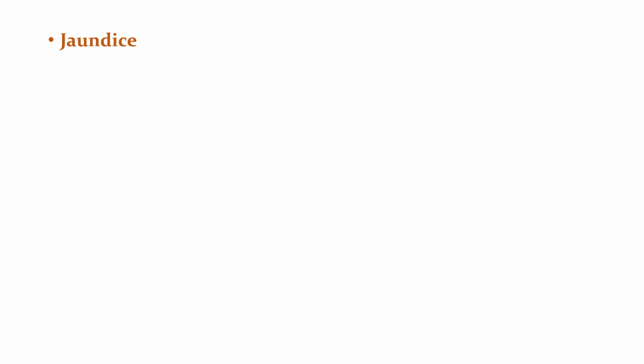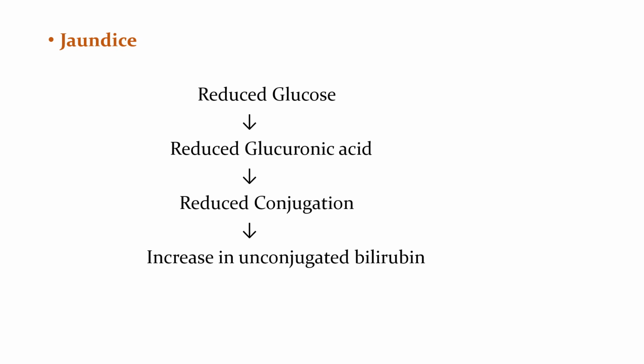What is the reason for jaundice in galactosemia? Due to hypoglycemia, there is reduced blood glucose. So glucose is not available to undergo the uronic acid pathway to produce glucuronic acid. So there is reduced glucuronic acid. We need glucuronic acid for conjugation of bilirubin so that bilirubin gets excreted. Since glucuronic acid is reduced, there is reduced conjugation of bilirubin, leading to an increase in unconjugated bilirubin.